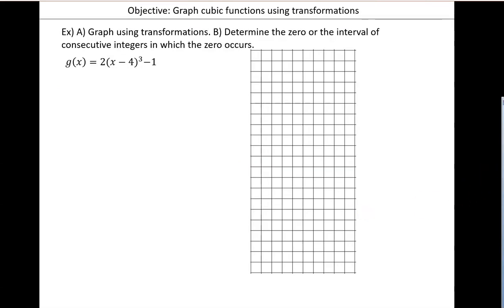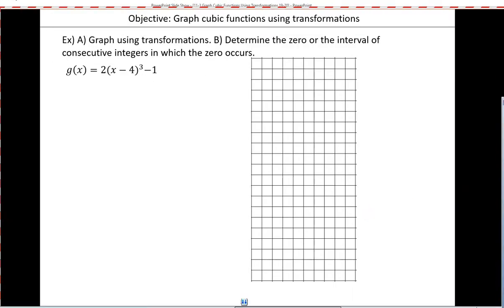All right, here's going to be our first example. We have a couple of parts here. Always make sure that you read the directions in full and sometimes reread them later on in the problem so you don't forget to do parts. So notice here, the first thing we're going to do is graph our function using transformations, and here's the function that we're graphing. But after we complete that graph, we have a second part.